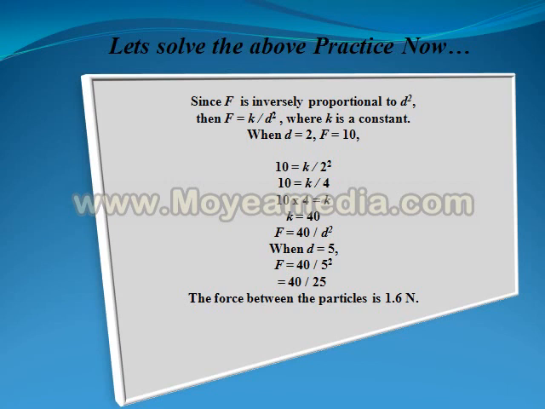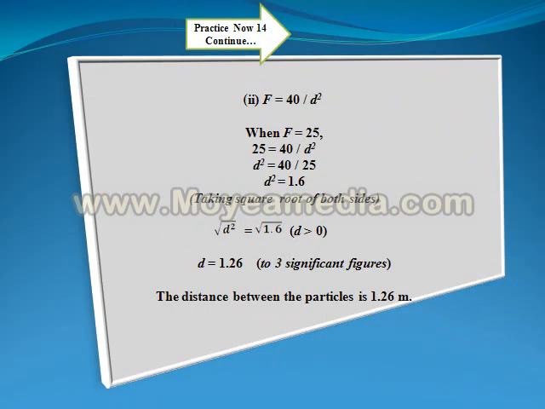So it means when the two particles are 5 meter apart, then the force between them is going to be 1.6 Newton. Second part here. So in the second part, force is 25 Newton. We have to find the distance, how far the particles were when the force between them was 25 Newton.